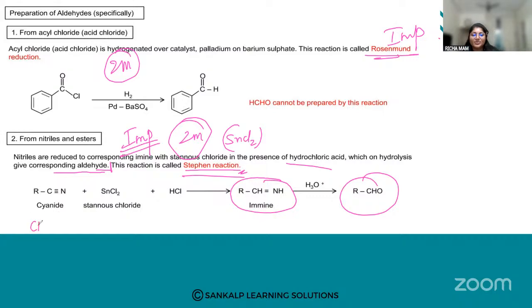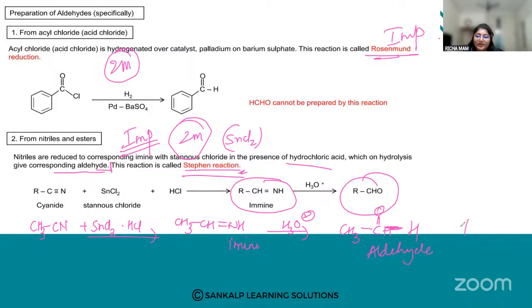Let us give an example. I'll take CH3 and cyanide, reacted with stannous chloride in the presence of HCl. What am I going to get? I'm going to get CH3CH=NH, that is an imine. This imine further undergoes hydrolysis to give you CH3CH=O, so I'm going to get an aldehyde, plus ammonia is released. So this is the reaction.